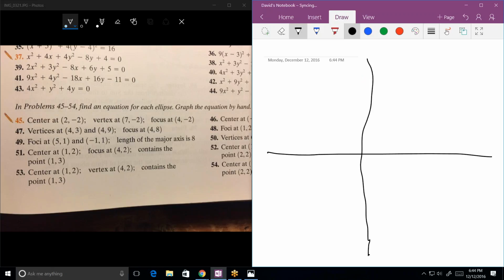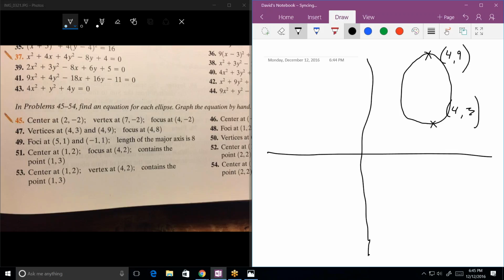Okay. Well, if the vertices are at (4, 3), there's one vertex at (4, 3), and another vertex at (4, 9), what kind of ellipse are we dealing with here? Is it going to be vertical? Yeah, because if you draw a line between your vertices, that's your major axis. Okay. So I can basically draw that ellipse now.